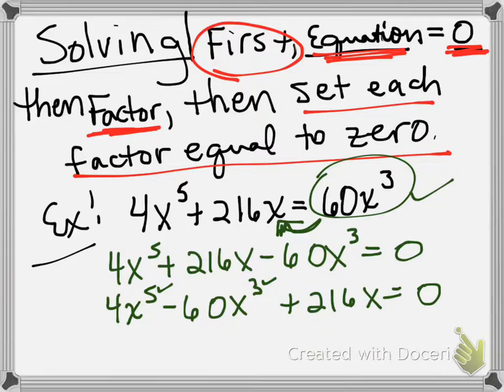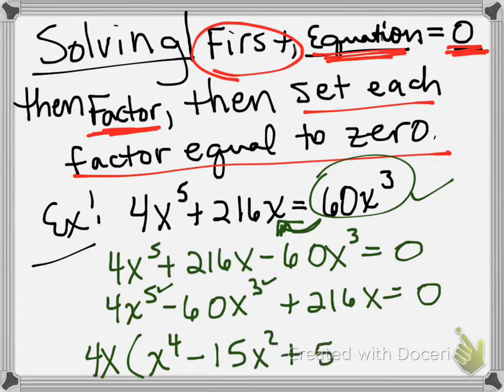Then I'm going to go through my steps. Do I have a greatest common factor? Yes, I do. I actually have 4, they're all divisible by 4, and I have x, they're all divisible by x. So if I factor that out, I'm left with x to the 4th minus 15x squared plus 54 without an x. Notice I still have this equal to 0.